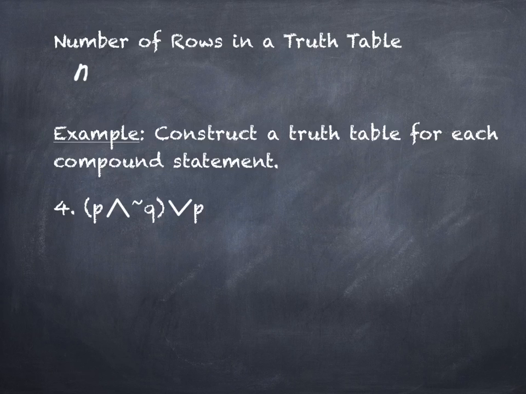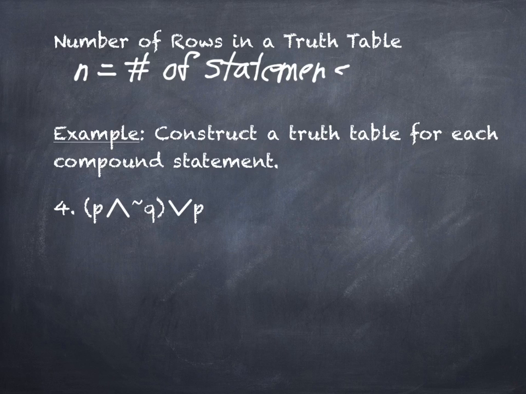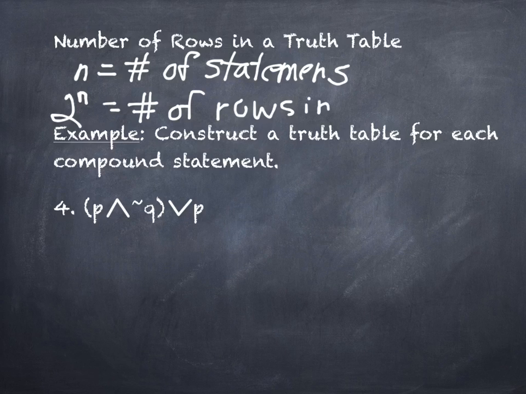If n is our number of statements, then 2 raised to the nth power is the number of rows in the truth table.